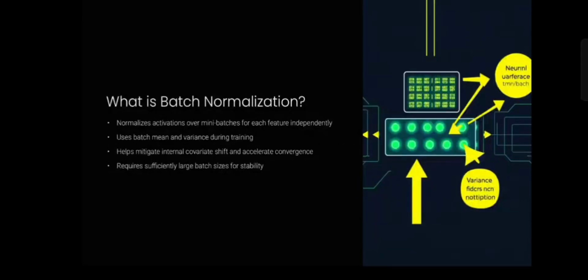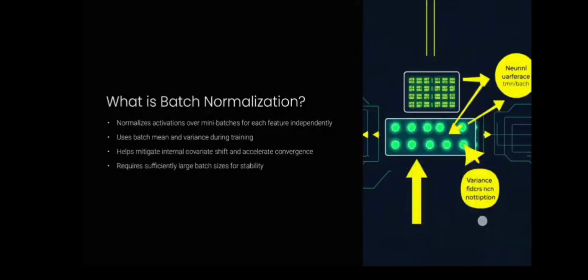Then we're going to see what is batch normalization. It normalizes activation functions over mini batches for each feature independently. It uses the batch's mean and variance during training. It requires a sufficiently large batch size for stability.